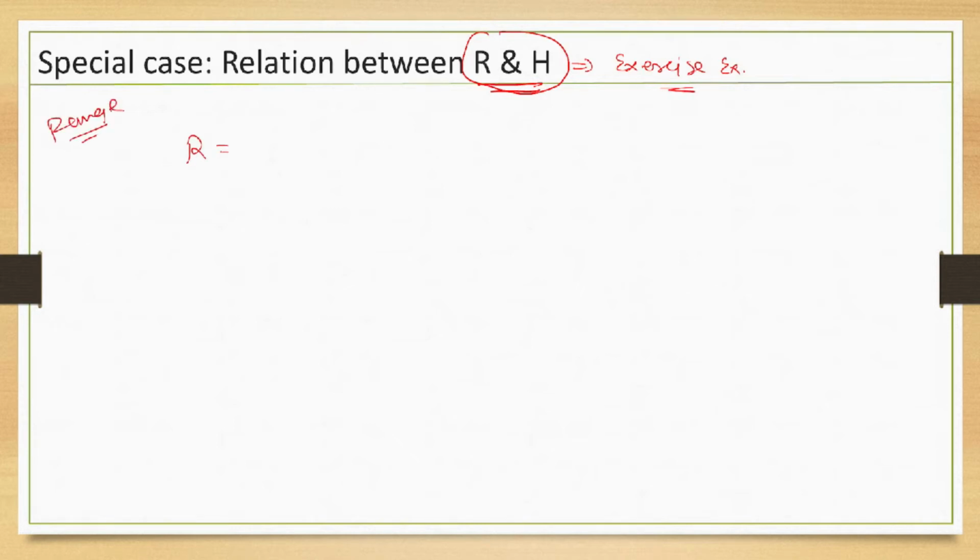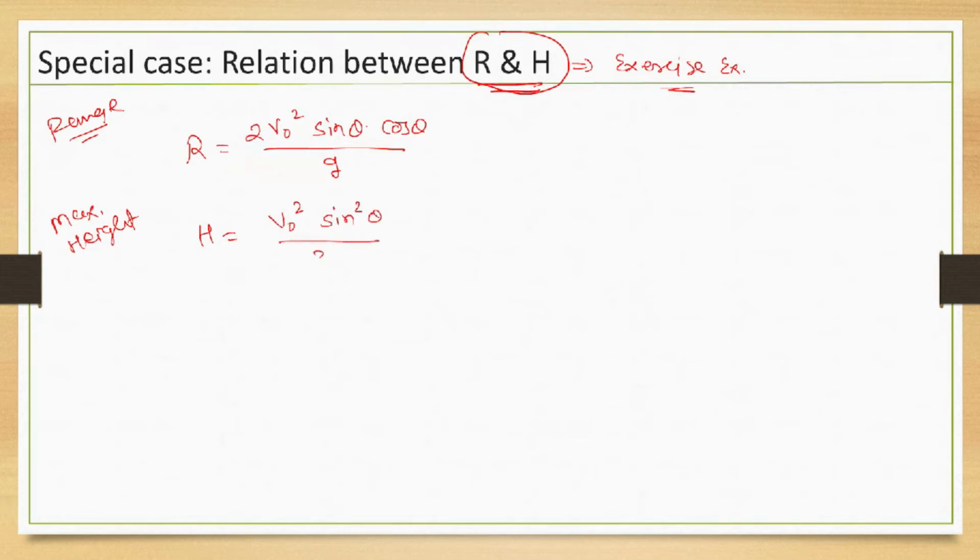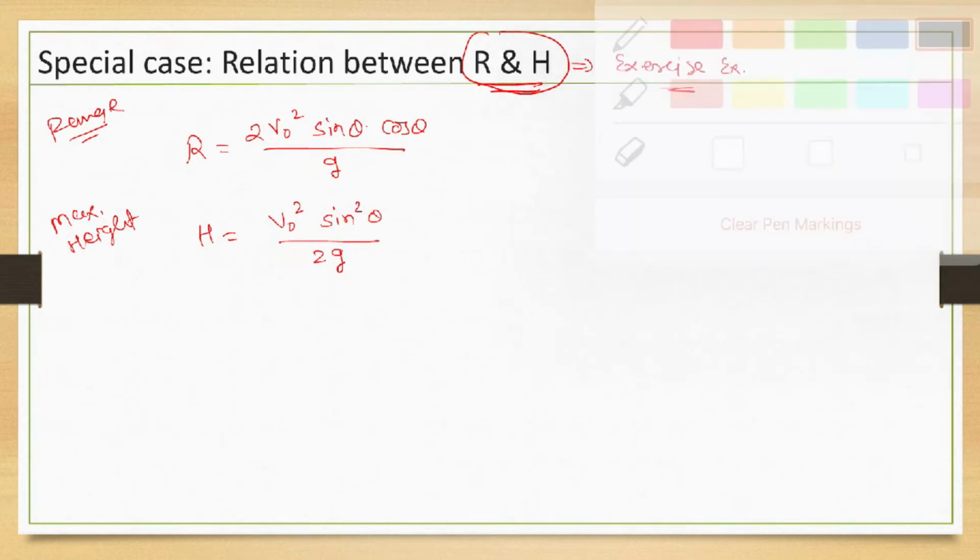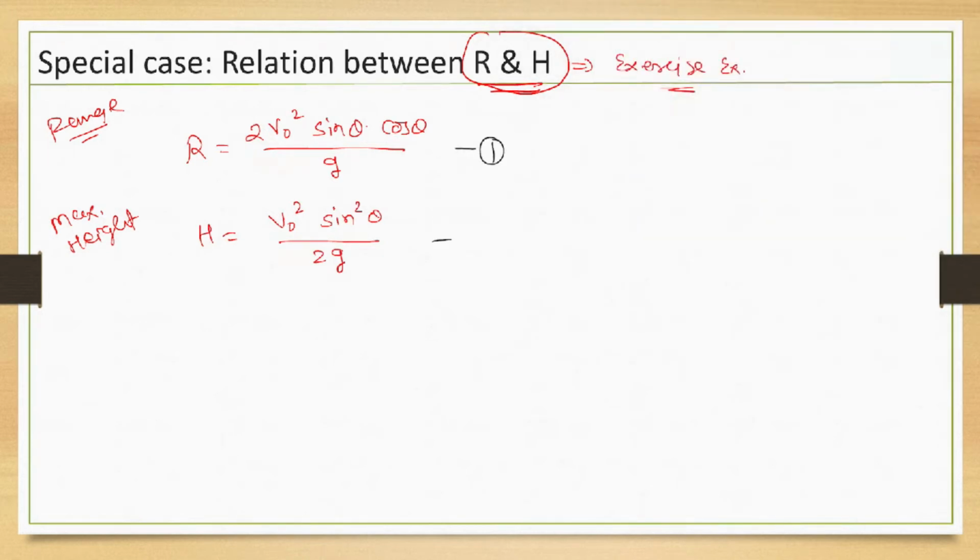So range R is equal to 2 V0 square sin theta into cos theta upon g. And what is maximum height? So H is equal to V0 square sin square theta upon 2g. That's it. Now take the ratio of these both equations, equation number 1 and equation number 2. So you just perform 1 divided by 2.